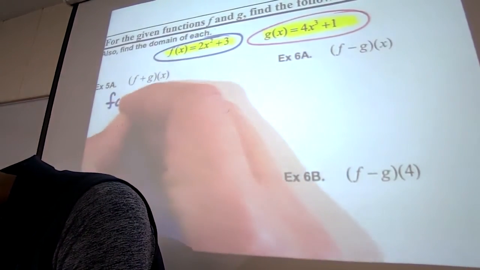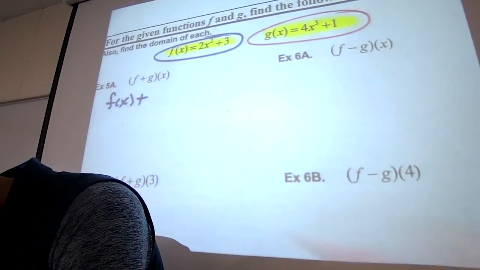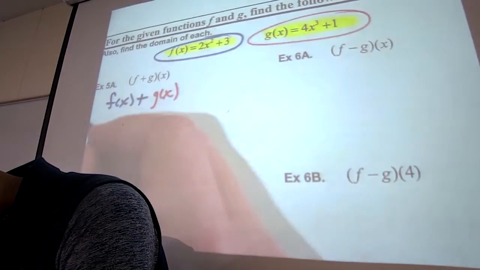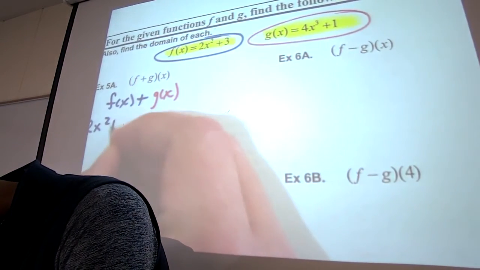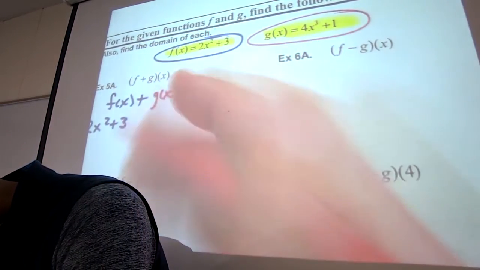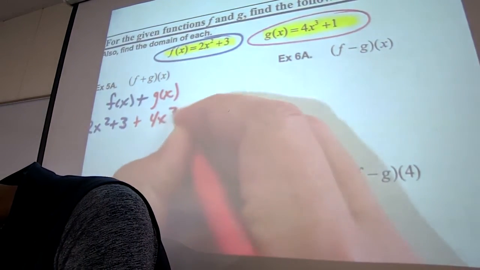I'm doing f of x plus g of x. So now we have to do a little work. I've got f of x is, again, 2x squared plus 3 for this guy. And then g of x is 4x cubed plus 1.